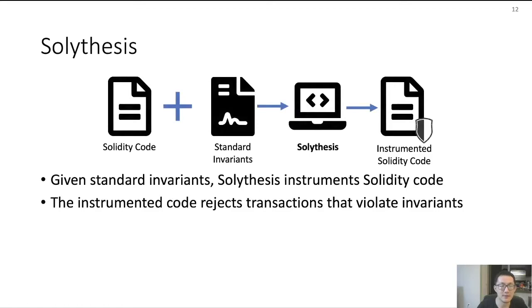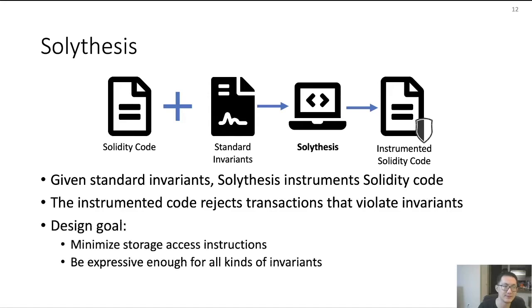Next, I'm going to present our work, Solythesis, which is a source-to-source compiler guided by previous observations. Solythesis instruments Solidity smart contract source code and enforces standard invariants dynamically. The instrumented smart contract will reject transactions if it violates invariants. It also minimizes the storage accesses so that the transactions can be executed efficiently.